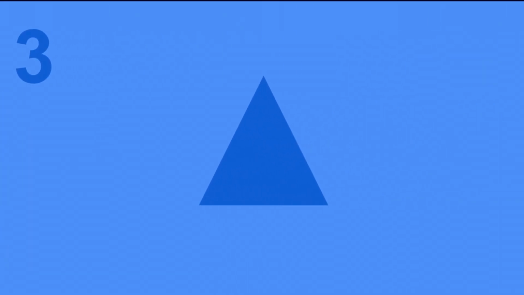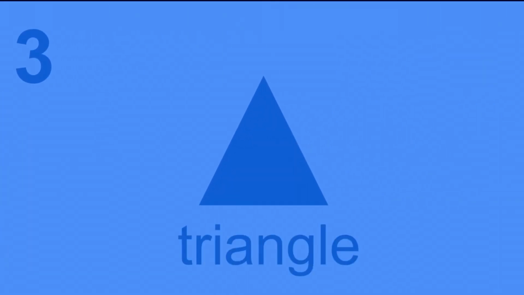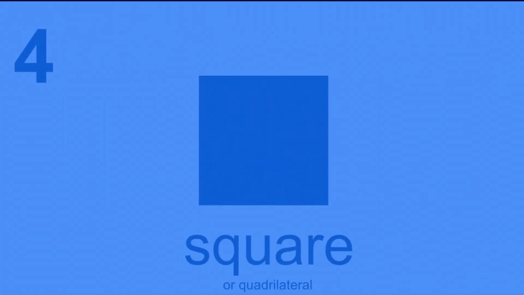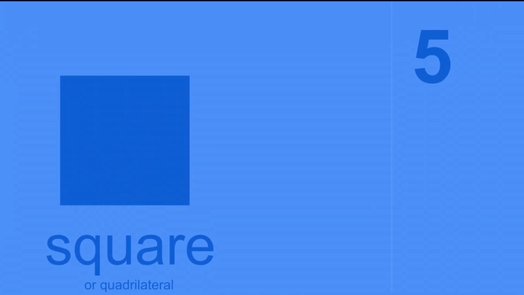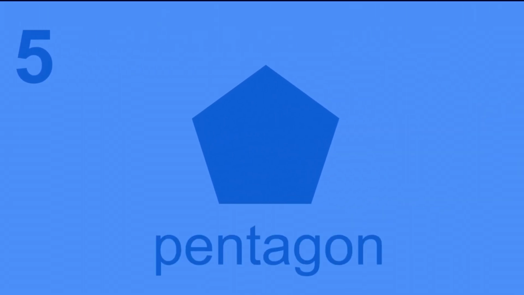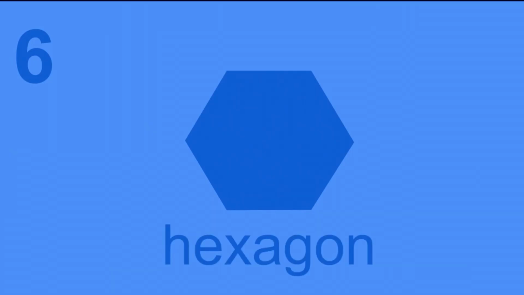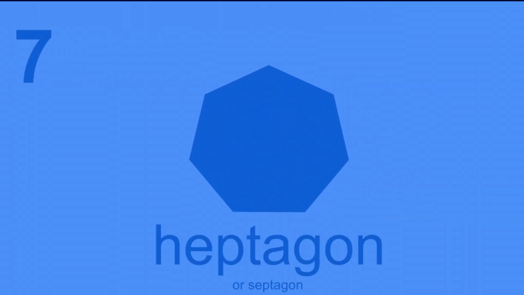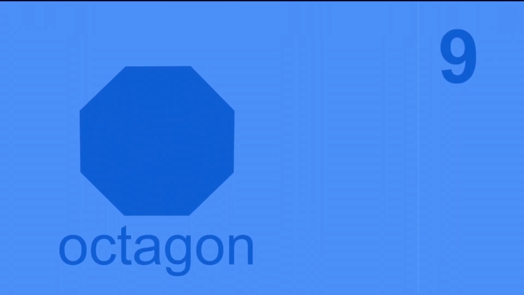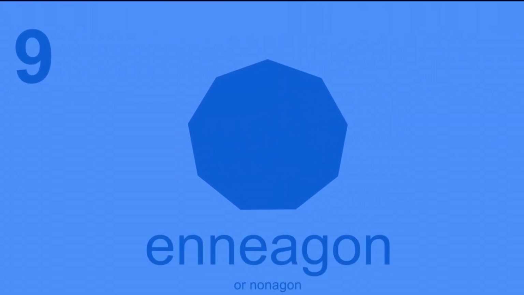This is a three-sided shape, also known as a triangle. Hopefully you knew that. This is a square or quadrilateral. This is a pentagon. This is a hexagon. Heptagon. Octagon. Nonagon or enneagon. Usually go by nonagon.